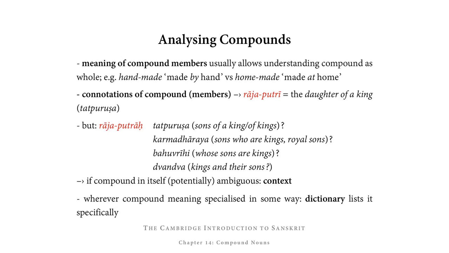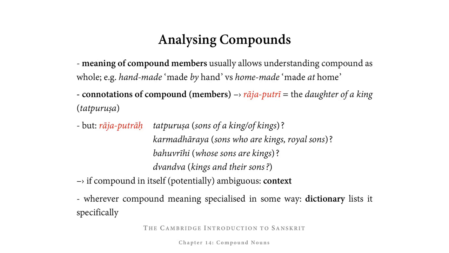However, look at a word such as Raja Putrach. Raja again means king, and Putrach would be sons in the nominative plural. Is this a Tatpurusha, meaning the sons of a king or of kings? Is it a Karmadaraya, meaning sons who are kings, i.e. royal sons? Is it a Bahuvrihi, people whose sons are kings? Or is it maybe even a Dwandwa, kings and their sons? Whenever a compound in itself is ambiguous, you'll need to look at its context, i.e. at the sentence in which it stands, and determine from that what type of compound you're looking at and what therefore the compound means.